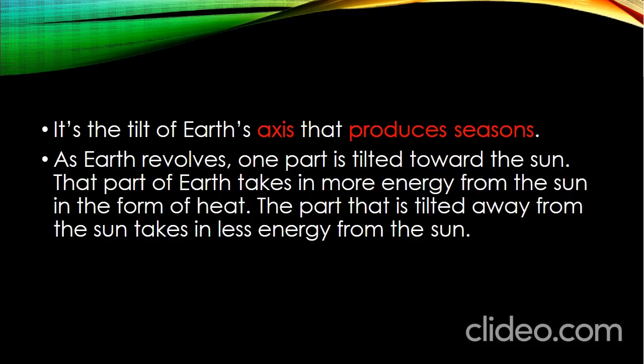Alright. So, it is the tilt of Earth's axis that produces seasons. When we say the word tilt, in English, tilt means for something to bend a little bit. Alright, we know the earth is rotating, that is moving around its own axis, and it's also revolving. Now when the earth revolves, that is moves around the sun, it tilts, that is bent towards one side. So it's this bending of the earth's axis that produces seasons.